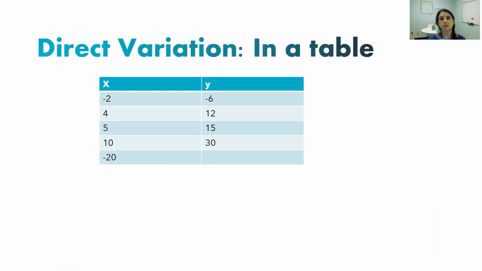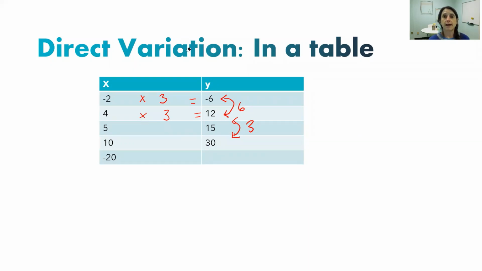So the first place that students are exposed to this is in some kind of table. And what we're looking for is not that the spaces between the X's are all the same, but that we're multiplying by the same thing each time to get that Y value. So in this problem, each time I'm multiplying by 3 to get these Y values, that's what we're looking for. I'm mentioning that because the difference between these two Y values is 6, but from here to here is 3. So I just want to stress that's not what we're looking for. We want to make sure that we're multiplying by the same thing each time.